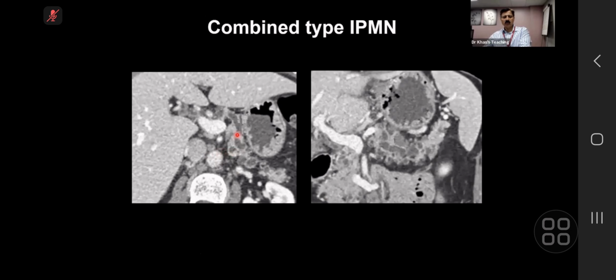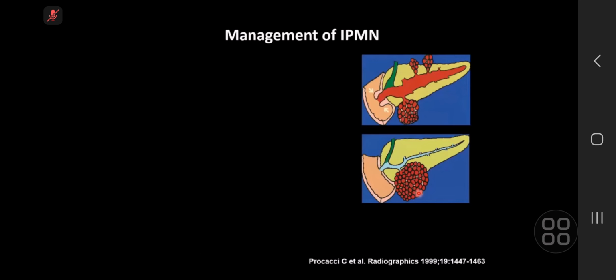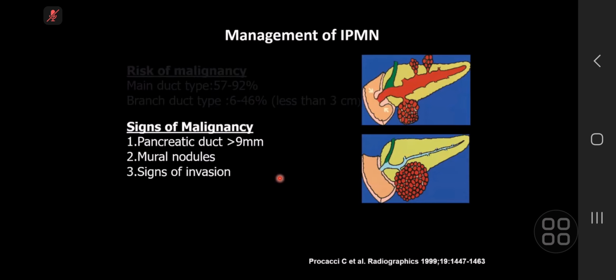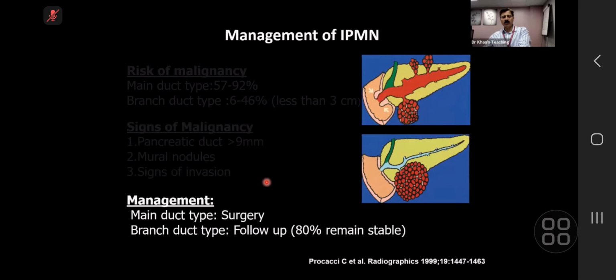So this is the main duct, and these are the branch ducts which are dilated. So what is the risk of malignancy? Main duct type 57 to 92%, branch duct only 6 to 46%. So with main duct type, you should be worried about malignant transformation. What are the signs of malignancy? Pancreatic duct more than 9 millimeter, mural nodules, or signs of frank invasion.